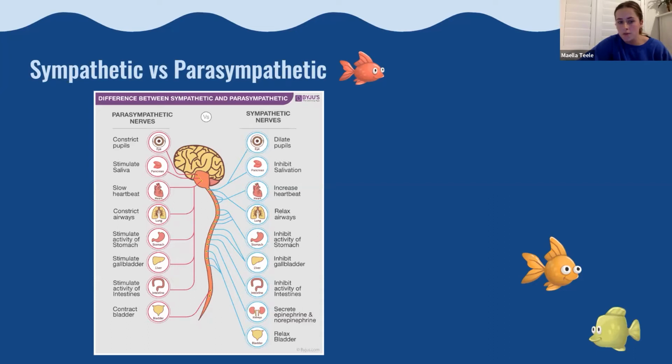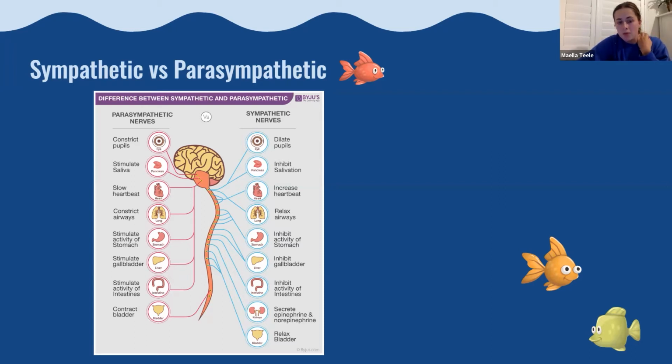So just a quick overview of your sympathetic and parasympathetic nervous systems. Sympathetic is your fight or flight. If you think about what happens when you need to run, you've got a faster heartbeat, you've got relaxed airways so you can get more oxygen into your lungs. You've got inhibition of a lot of your organs because the energy needs to be devoted to you getting out of a scary situation, pretty much. Like secretion of adrenaline and hormones like that.